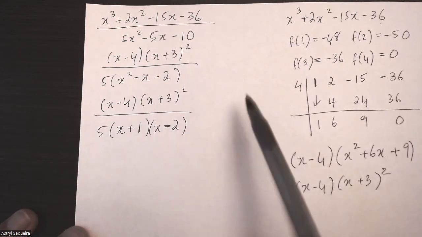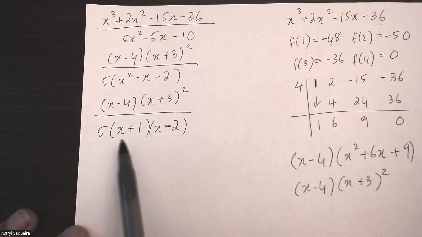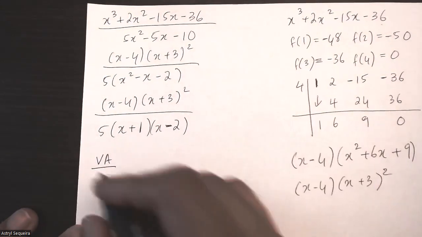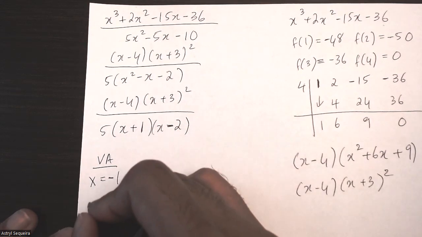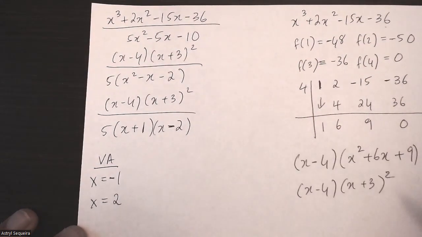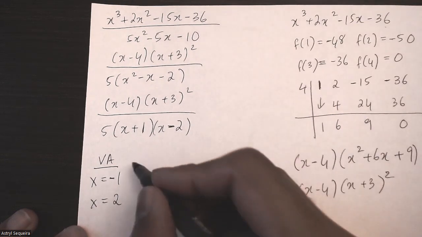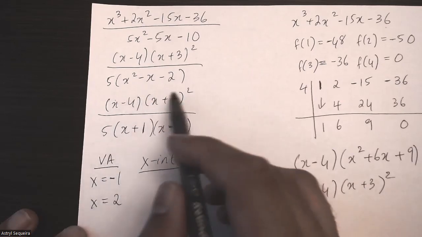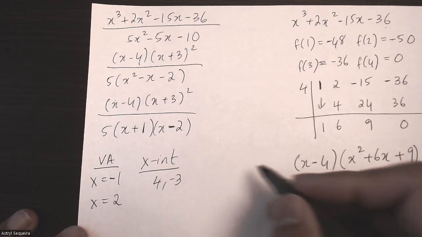Okay, so now that it's fully factored, I can start doing all my key information. I'll start with the vertical asymptotes. Nothing can cancel out here, so there's no holes. Vertical asymptotes are solutions to my denominator, which is negative 1 and positive 2. There's no horizontal asymptote because the degree on the top is greater than the degree on the bottom. X-intercepts are just my solutions to my numerator, which are positive 4 and negative 3.